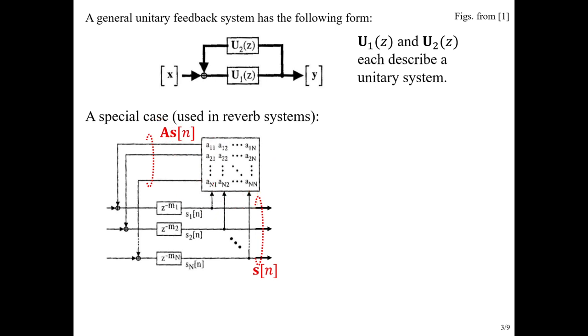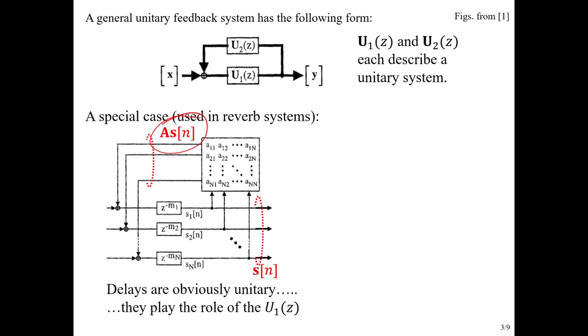So that kind of makes sense showing it like this. So that's just evoking that idea. But in reality, mathematically, it's just matrix times vector multiplication. Now, we said that these two things have to be unitary in order for the whole unitary feedback system to be unitary. Well, delays, they are obviously unitary. You're just shifting in time the signal that goes into them.